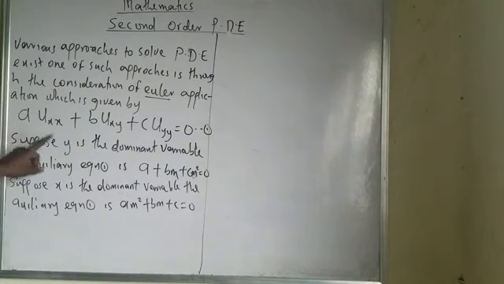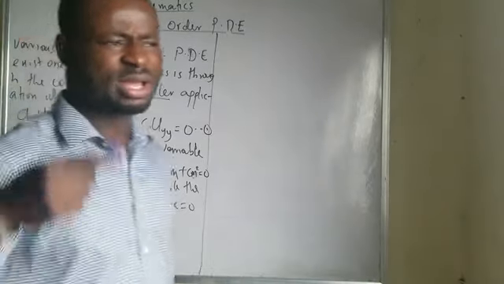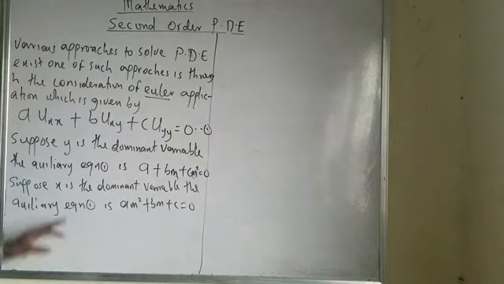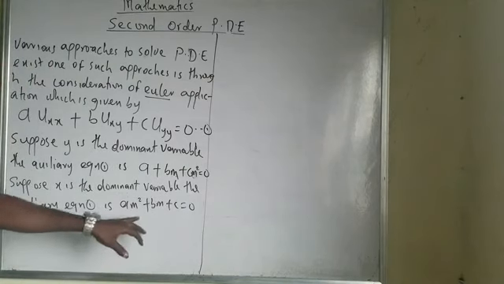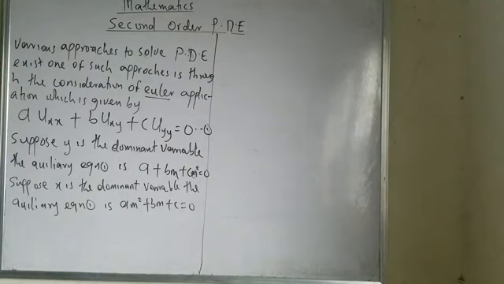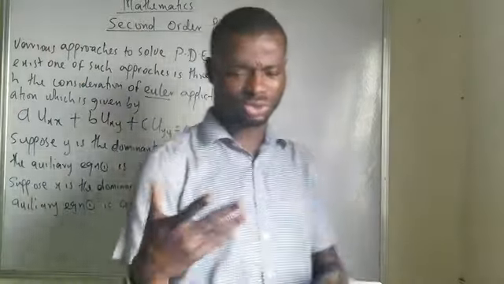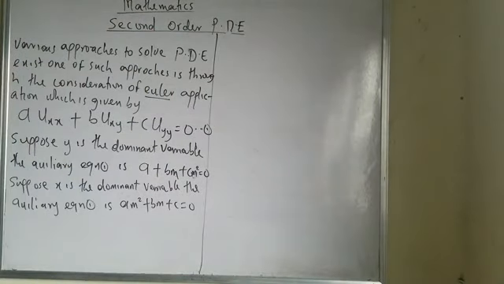The first one is, suppose y is the dominant variable, which the auxiliary equation will be like this. We have explained auxiliary equation in our second order differential equation, which I may not be able to go deep on. And the second one is, suppose x is the dominant variable, the auxiliary equation is this. Please take note of that information. Now, with this, that is very, very important. There are 3 cases that can arise. I will try to do 2 if possible, if time permits me.